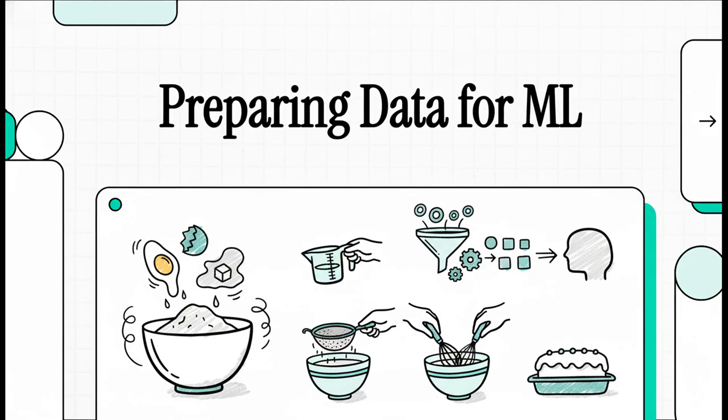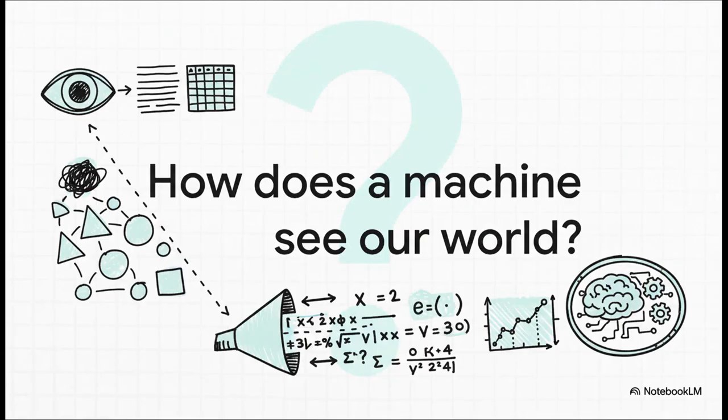You know, preparing data for a machine learning model is a lot like baking a cake. Seriously, you can't just toss flour, eggs, and sugar in a bowl and hope for the best, right? You gotta measure, you gotta sift, you gotta mix. Everything has to be just right. Well, in machine learning, our ingredients are just raw numbers, and getting them ready for the oven is a really crucial journey. So let's start with the most fundamental question here.